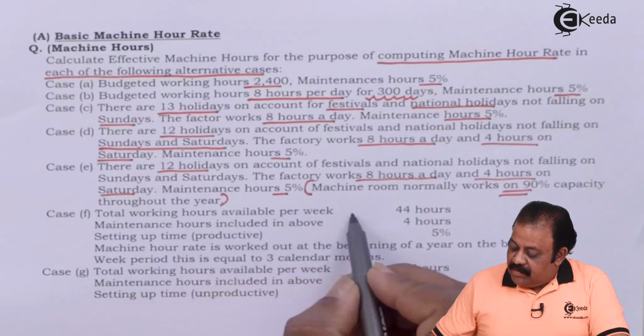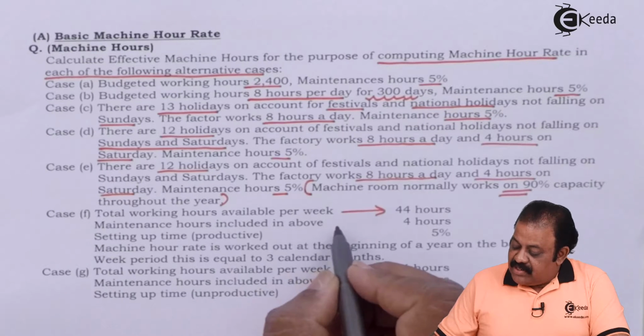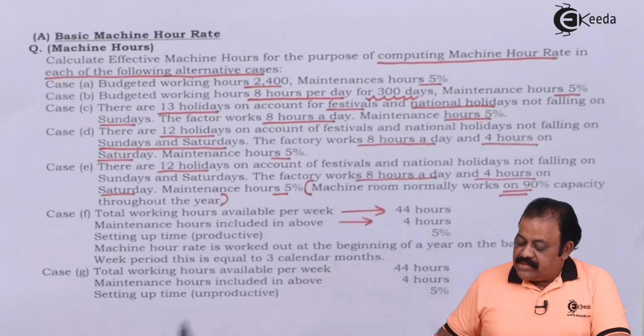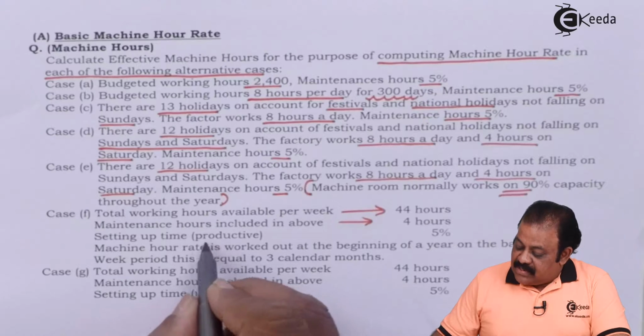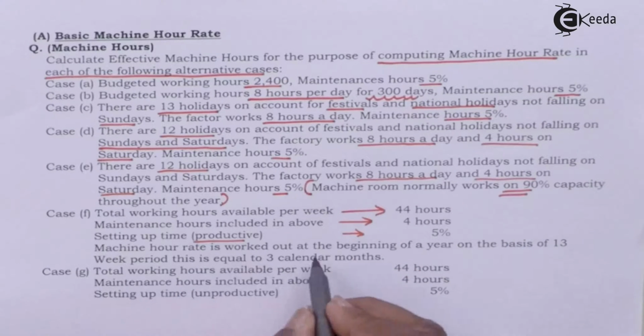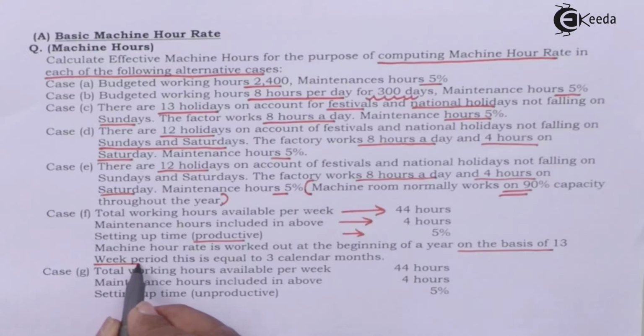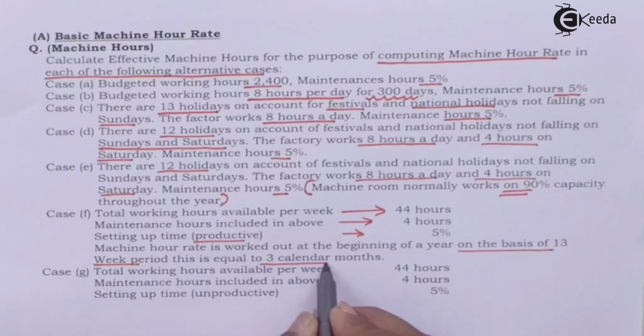Total working hours available per week, next 44 hours. Maintenance hours included above 4 hours. Setting up time which is considered productive 5%. Machine hour rate is worked out at the beginning of the year on the basis of 13-week period. This is equal to 3 calendar months.